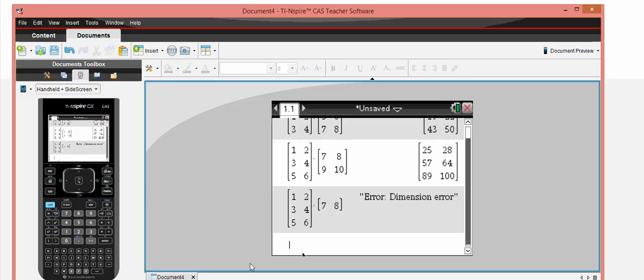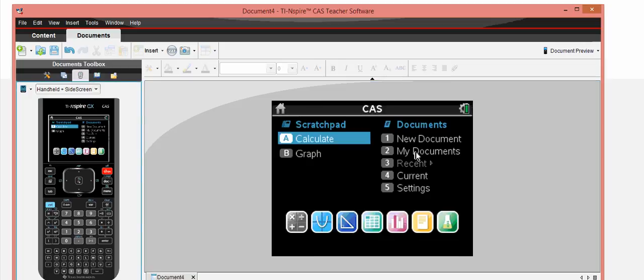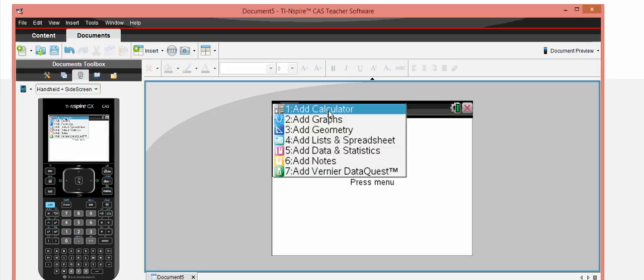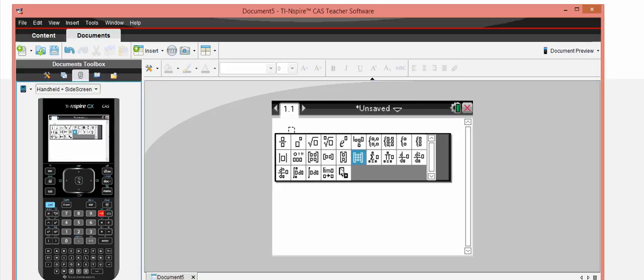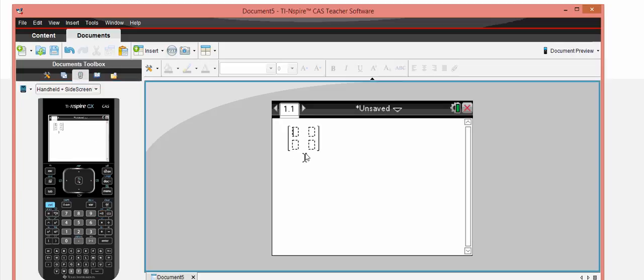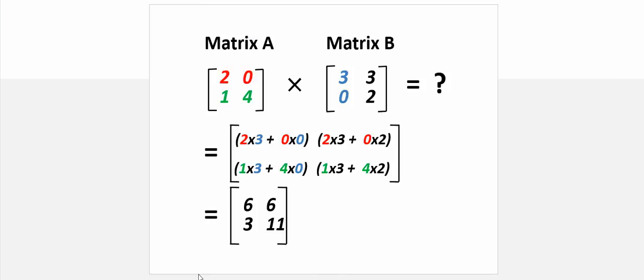We can do this really rapidly and quite simply with our CAS calculator. Let's go to New Document and type this in. So we've got a 2 by 2, and the values we had were 2, 0, 1, and 4. Shift 8 gives us our asterisk, and we're going to multiply that by our second matrix, which is 3, 3, 0, 2. Press enter. And there we have 6, 6, 3, 11, which was the same as our 6, 6, 3, 11. So that is a 2 by 2 multiplication with another 2 by 2.